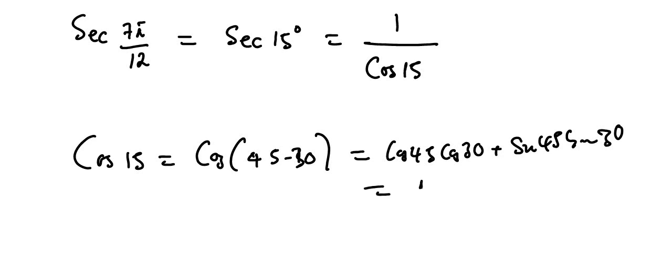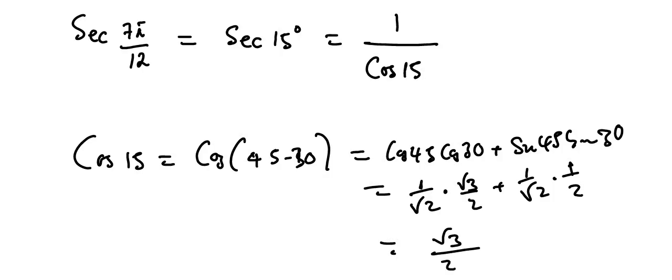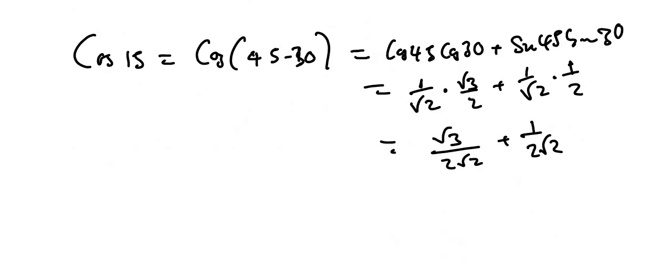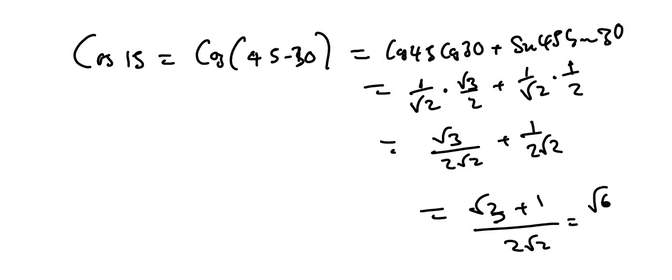So this is going to be 1 over root 2, cos 30 is root 3 over 2, plus 1 over root 2 times sine 30, which is opposite over hypotenuse, that's 1 over 2, if I'm not mistaken. So 1 over 2 root 2 plus 1 over 2 root 2. The difference is that this guy will have a plus. This is root 3 plus 1 over 2 root 2. Rationalize this, you get root 6 plus root 2, and down you just get a 4, right?